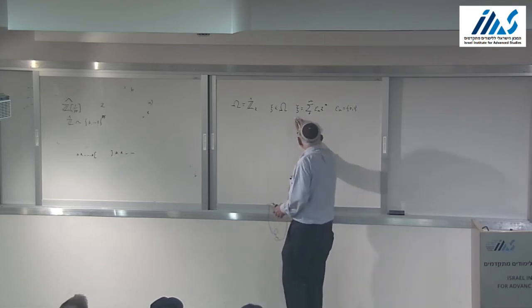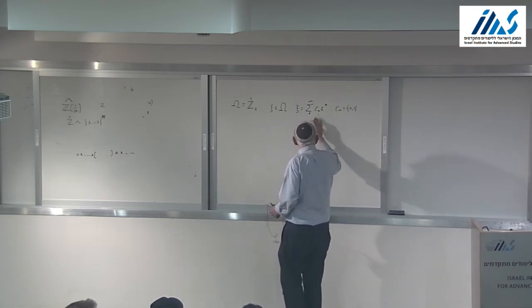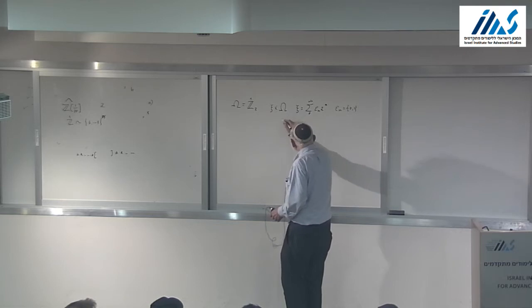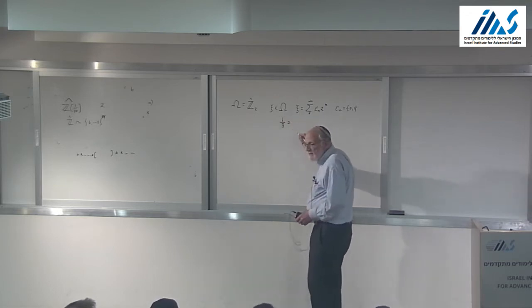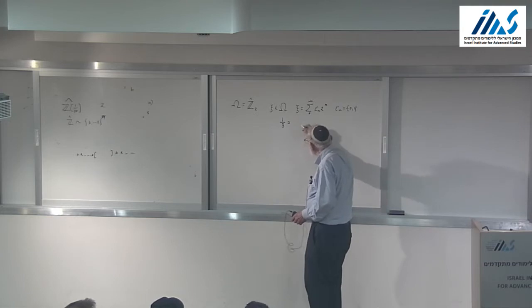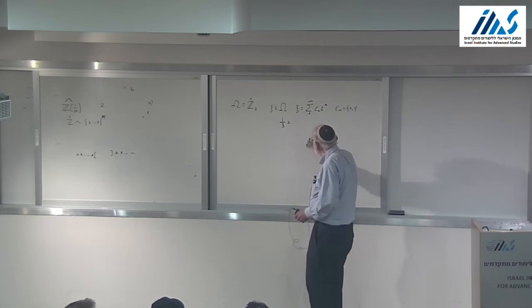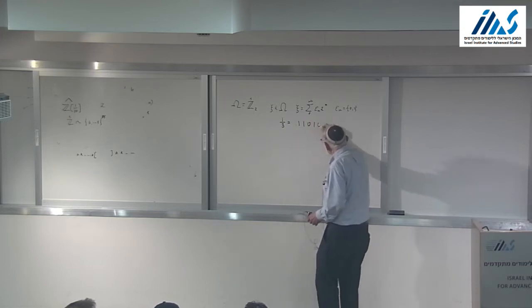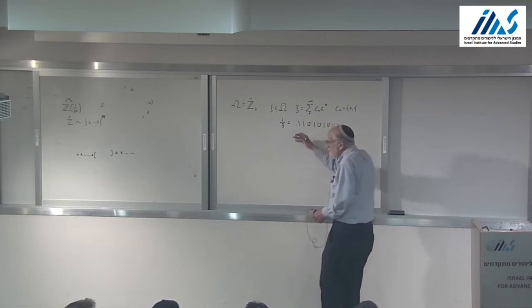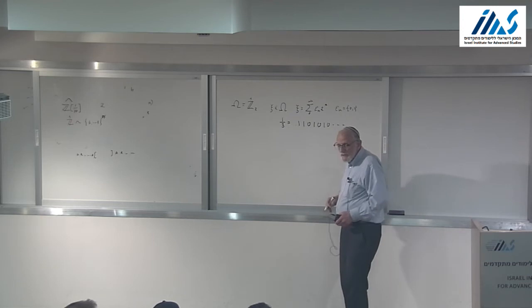The operation. Let's notice that in this ring, 3 is invertible. In fact, you can check that 1 over 3, if I write it as a 2-adic decimal, is 1, 1, 0, then from there on it's 0, 1, 0, 1, etc. You can check that this is 1/3.